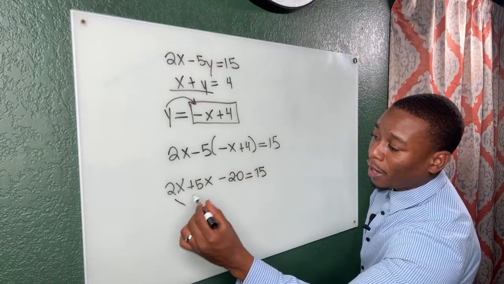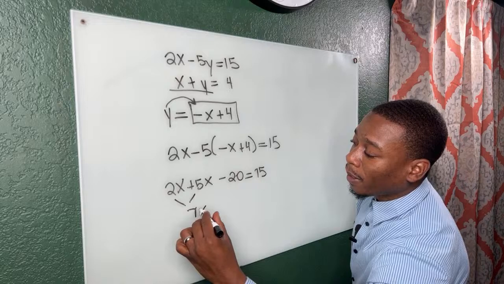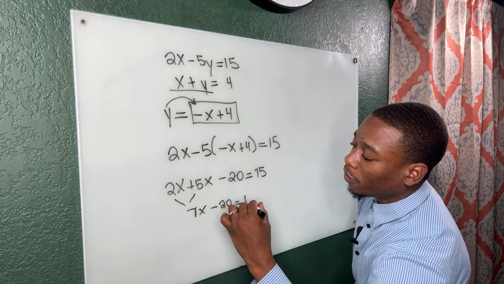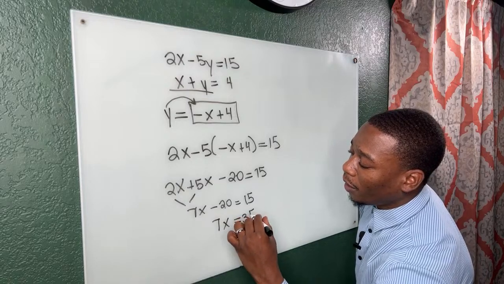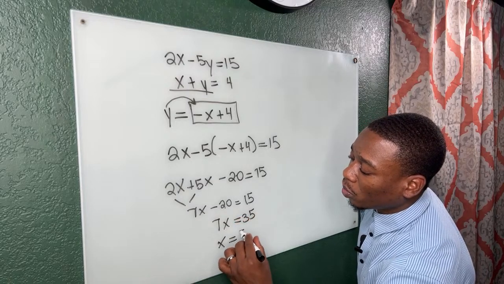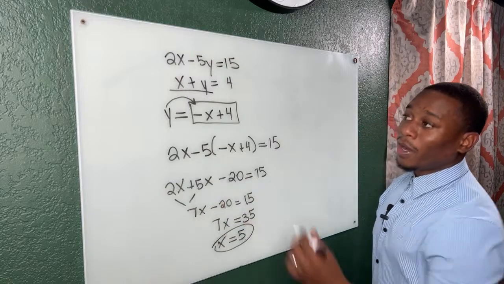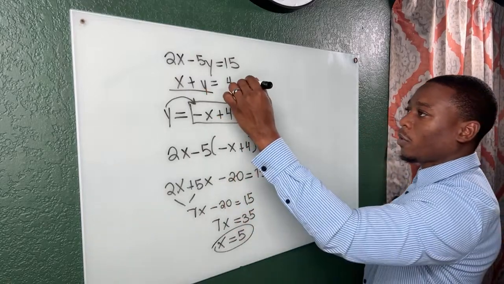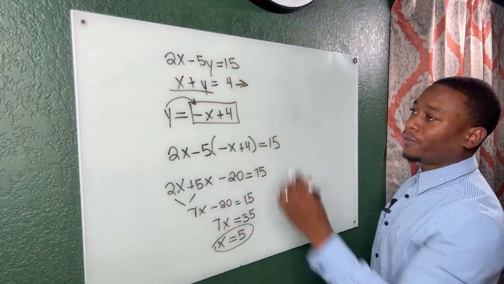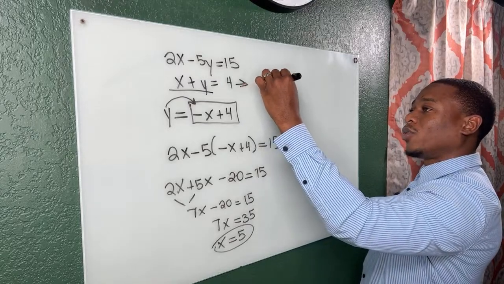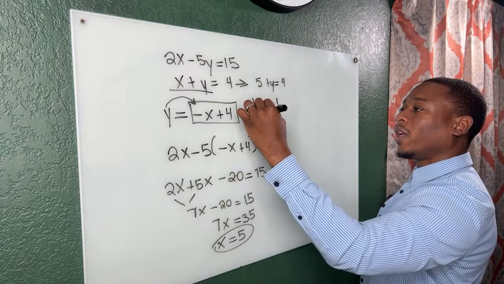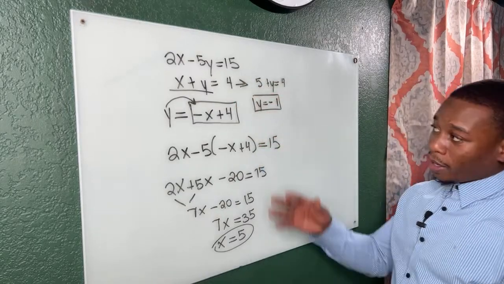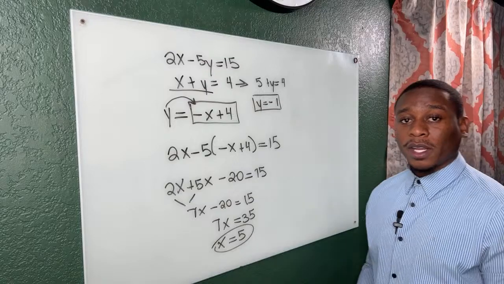I simplify my like terms. 7x minus 20 is equal to 15. 7x is equal to 35. We know x is equal to 5. If I plug it back in, all right, let's just say we check real quick right here. 5 plus y is equal to 4. y is equal to negative 1. So we know that x is 5, y is negative 1.